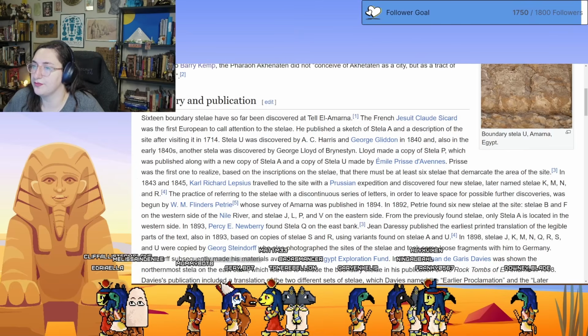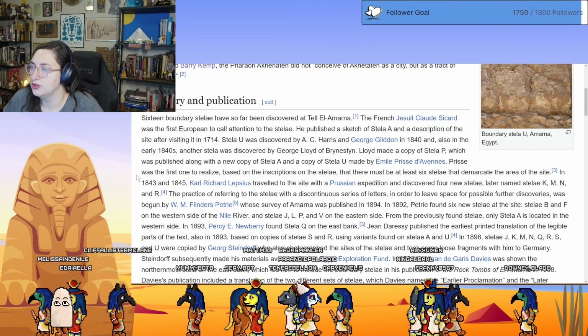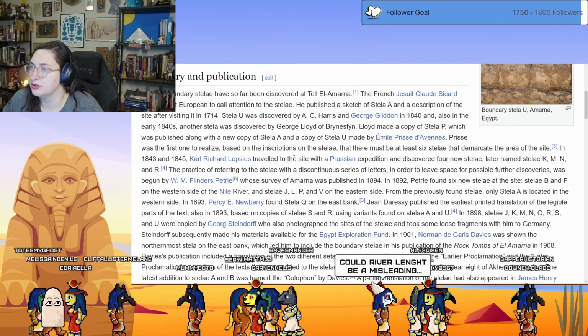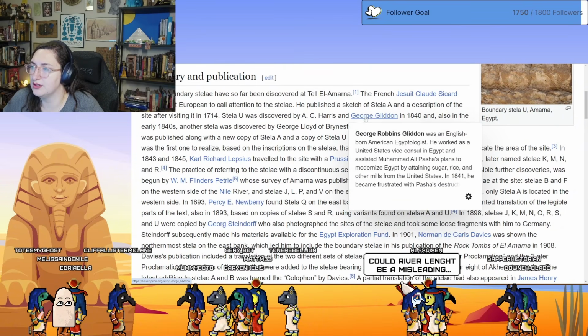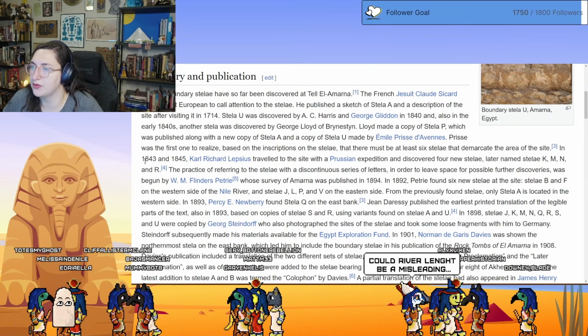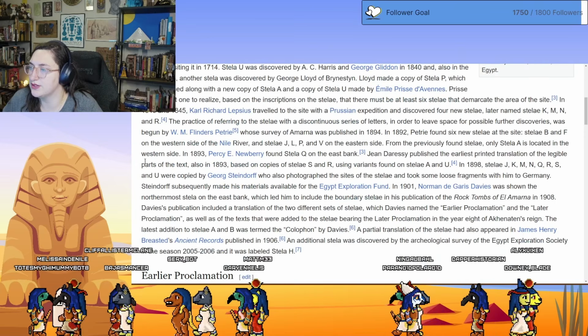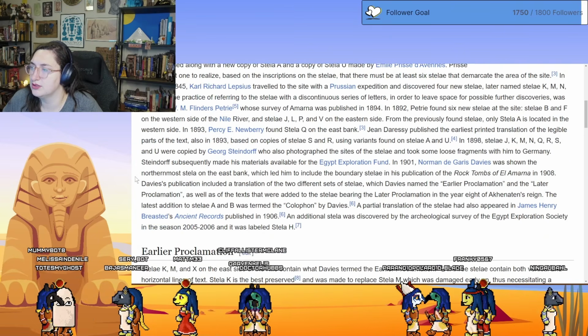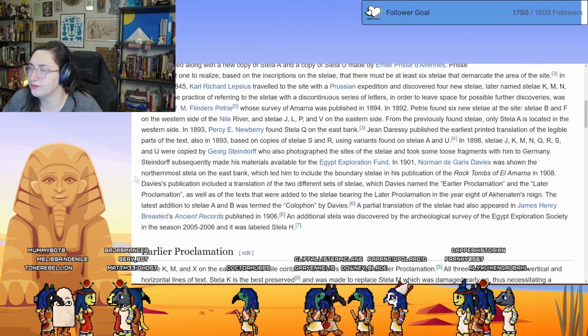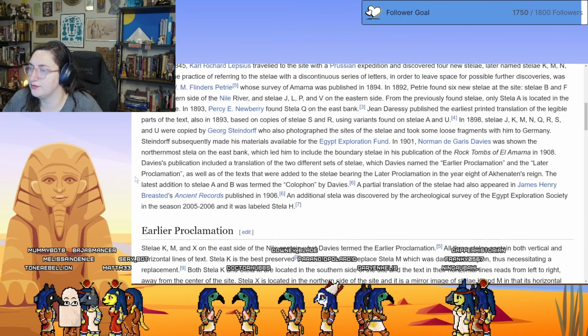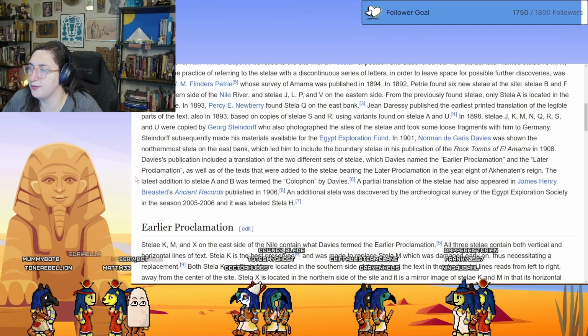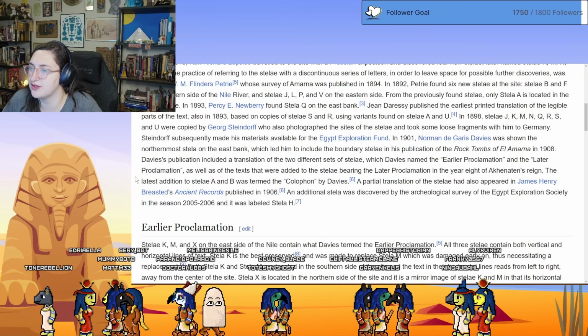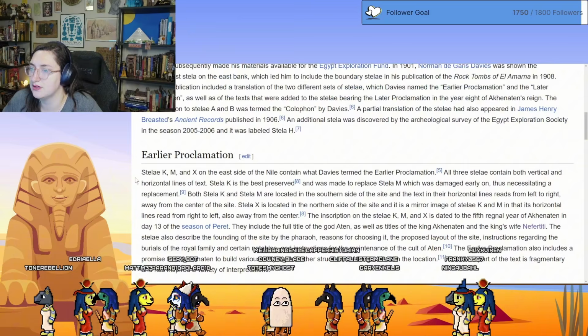Oh, George Glidden. I've talked about George Glidden before. So this is all about the other ones. Yeah, an additional stela was discovered by the Archaeological Survey of the Egypt Exploration Society in 2005-2006.